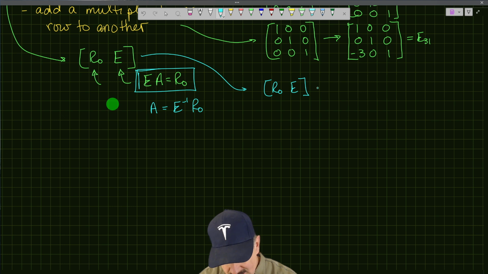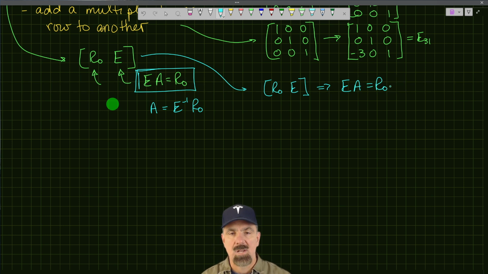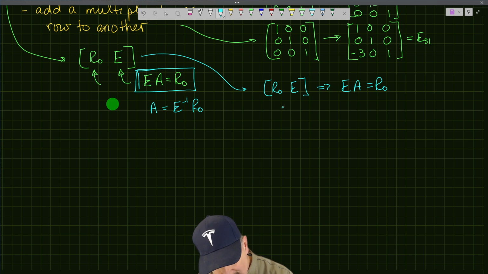And this ends up giving us the very important EA is equal to R naught. That's the E elimination matrix that we have. It includes all the permutations. It includes all of the changing of the pivots to leading ones. It's all in there. Let's break this down and take a look at it with larger matrices.